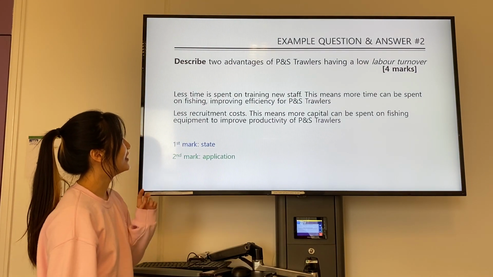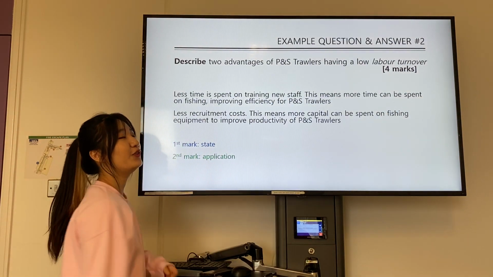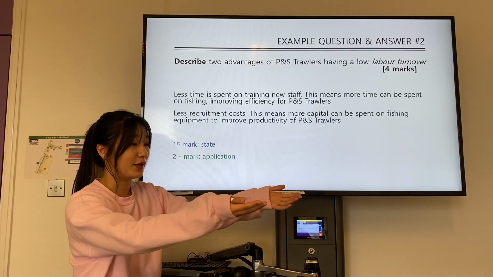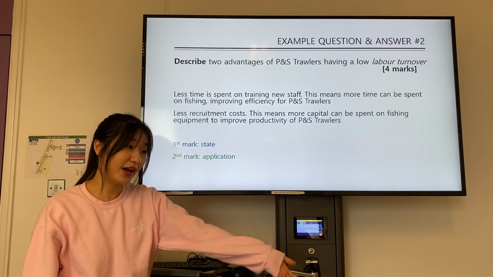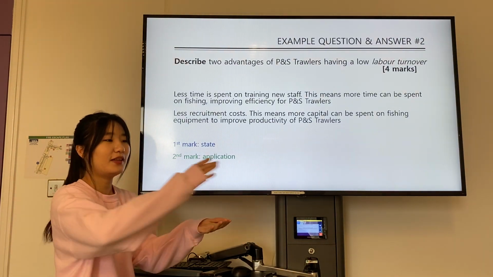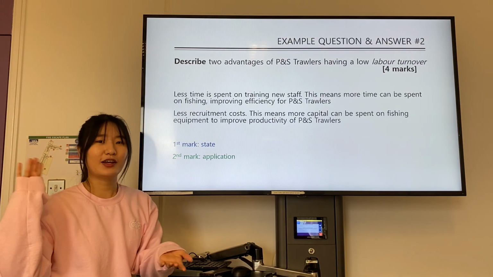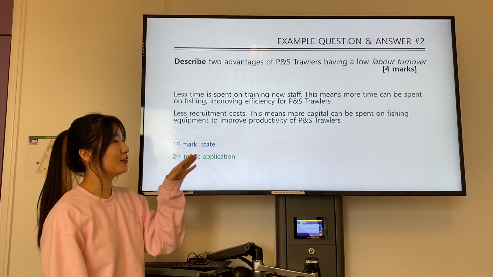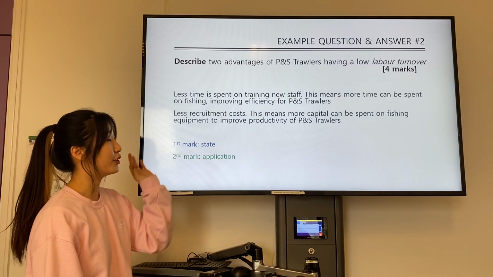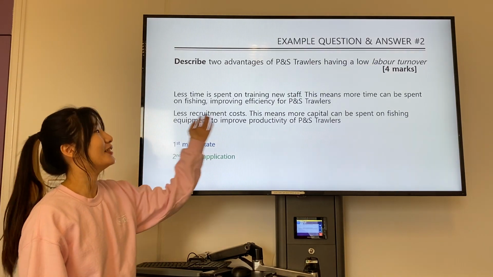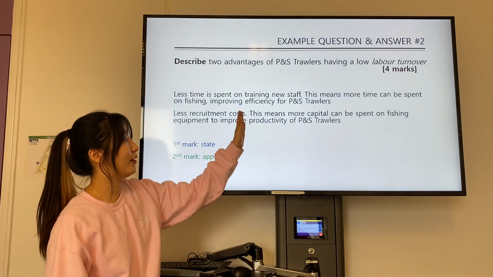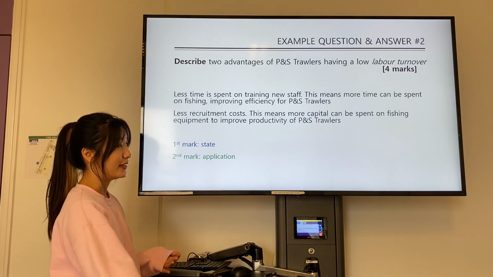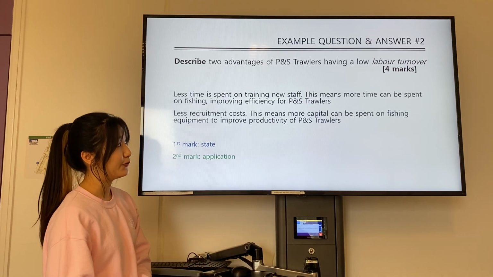So our second advantage is less recruitment costs. When you fire people, you have to give them the retiring funding and stuff. And when you're hiring new people, you have to send out advertisements that you're recruiting new people and things. So all these are extra costs involved in recruitment. That's going to be your statement. And then after this comes your explanation or examples to why this is a benefit to P&S trawlers.